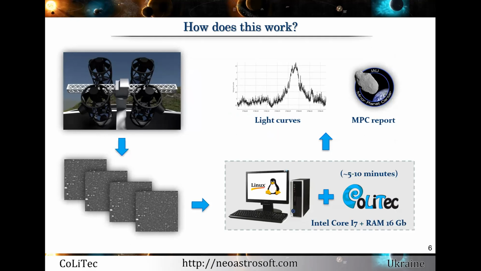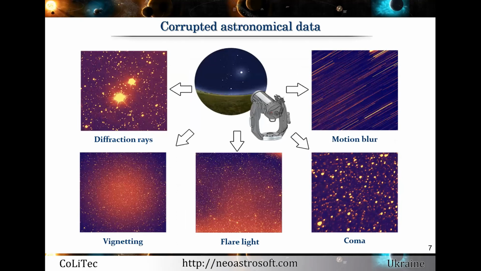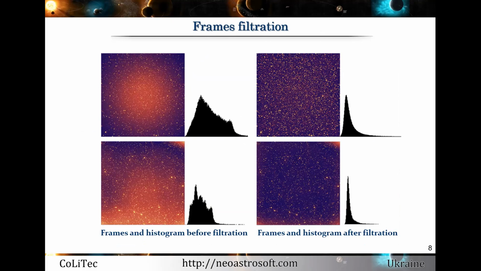There are a lot of different types of telescope aberrations that can cause corrupted astronomical data. For example, diffraction rays, motion blur, vignetting, flare light, coma, and others. The data with some aberrations is unnecessary information. So removing it at the pre-processing stage allows us to increase the quality of processing and reduce the execution time. The pre-processing stage includes analysis of the input data and can make a decision about its quality. Some aberrations can be removed by special mathematical methods for frame filtration, brightness equalization, and background alignment.